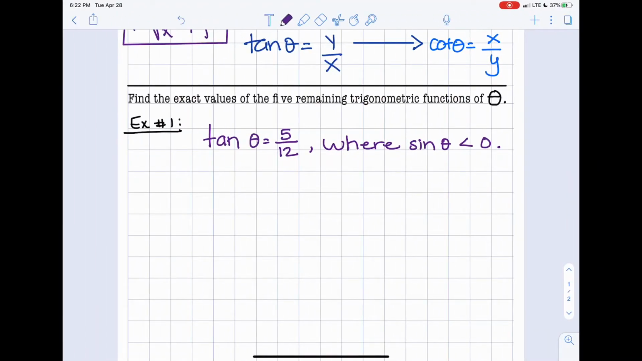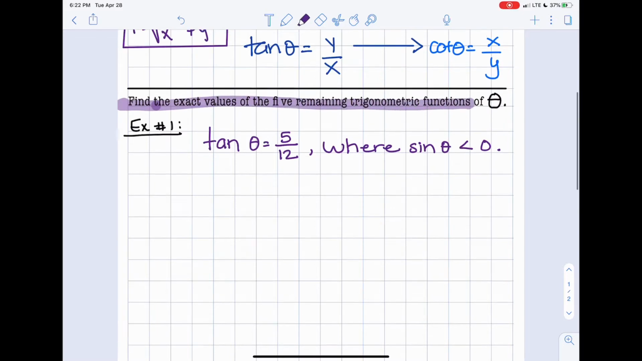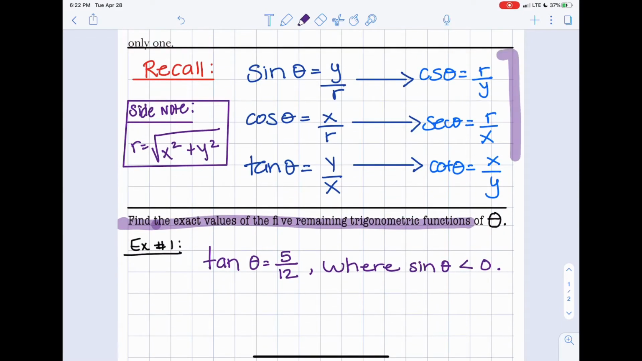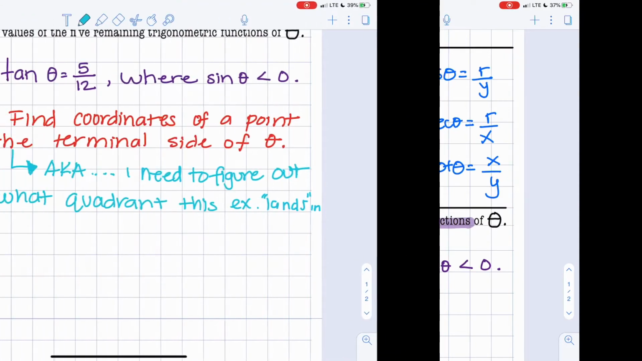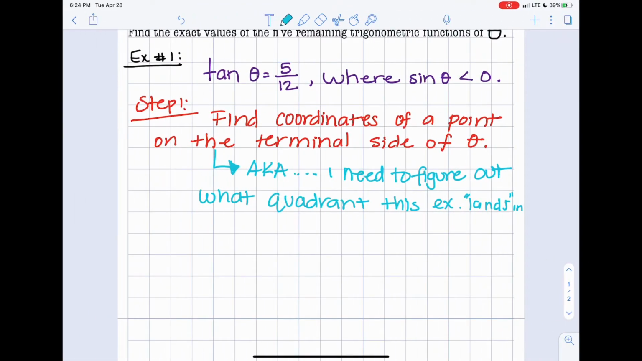So the goal is to find exact values of the 5 remaining trig functions. As you can see here, there is a total of 6. They give us 1 here, so we need to find the other 5. So step 1, find coordinates of a point on the terminal side of theta. AKA, I need to figure out what quadrant this example lands in. So this theta here, 5 over 12, if I were to have graphed this angle, where does it actually quote unquote land?